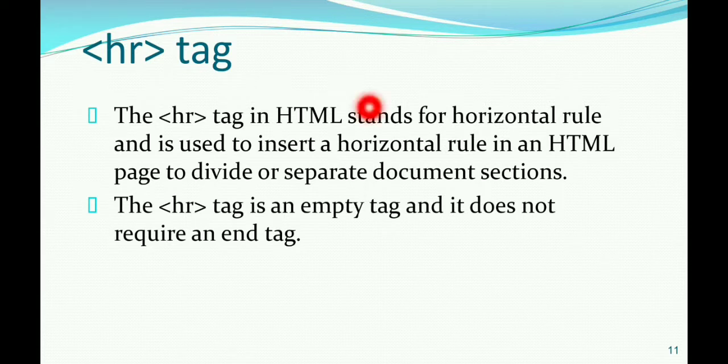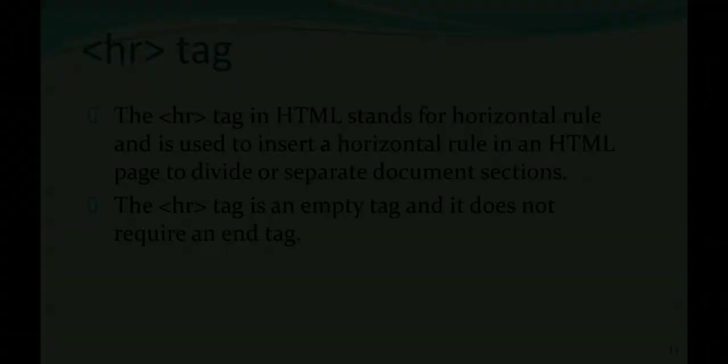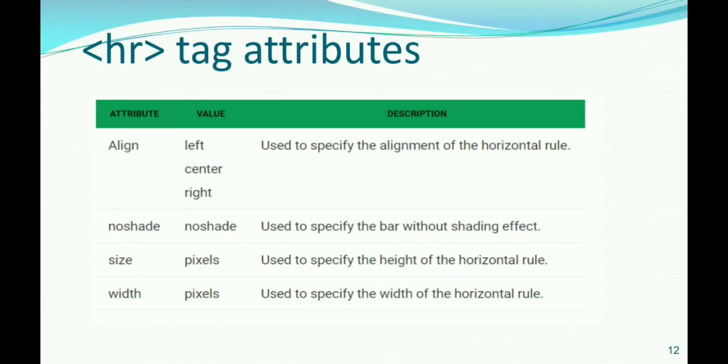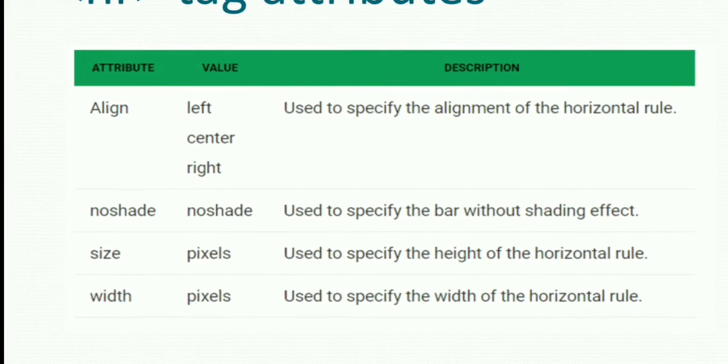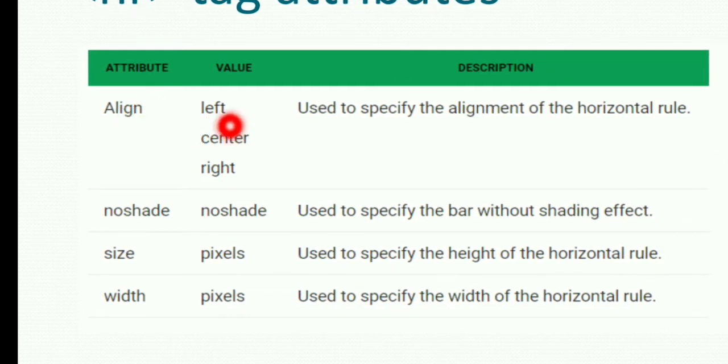The HR tag in HTML stands for horizontal rule and is used to insert a horizontal rule in the HTML page to divide or separate document sections. Generally we use the HR tag for a horizontal line, or for the separation of the document into different sections. The HR tag is an empty tag, it does not require an end tag. Fine, so here you can see the tag attributes for the HR tag. Here we have the align attribute. You can set the align attribute value to left, center, or right.